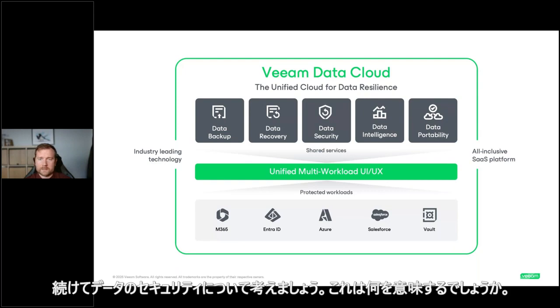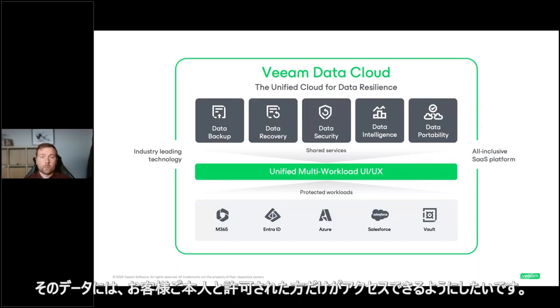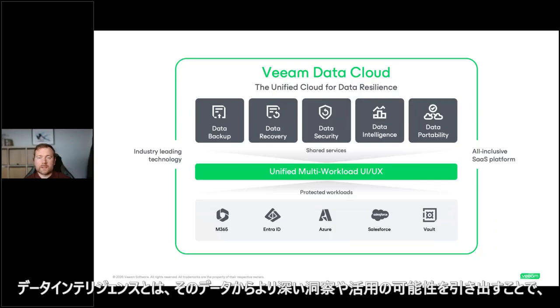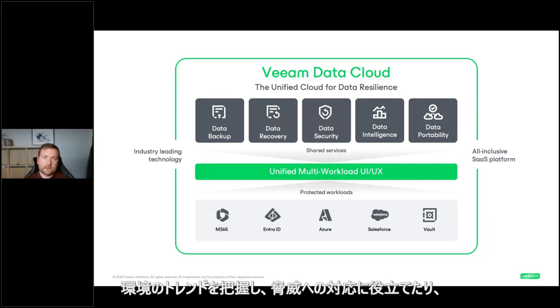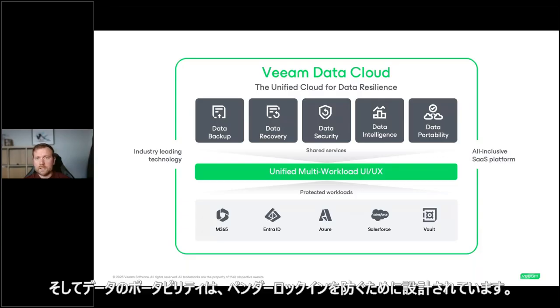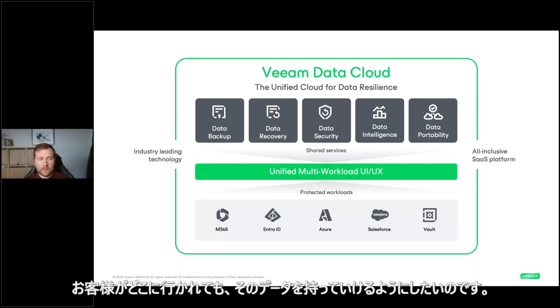Now, if we think about data security, what does this mean? We want to make sure that that data is available when you need it. Only you and the people authorized can access that data. Data intelligence is providing more insights, more usability out of that data, allowing you to spot trends in your environment to deal with maybe threats, maybe just helping you with the best way to recover. And our data portability is designed to help you prevent vendor lock-in. Your data, you own it. We want to make sure you can take it with you wherever you go.